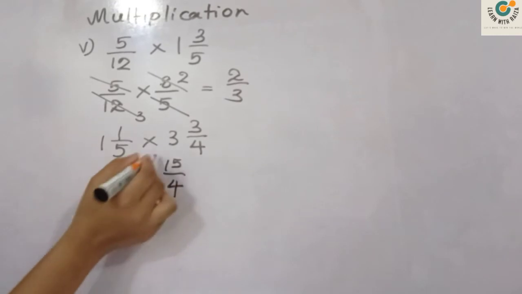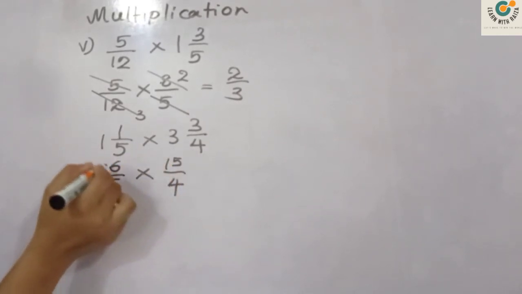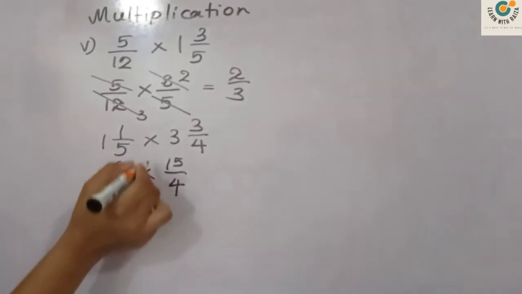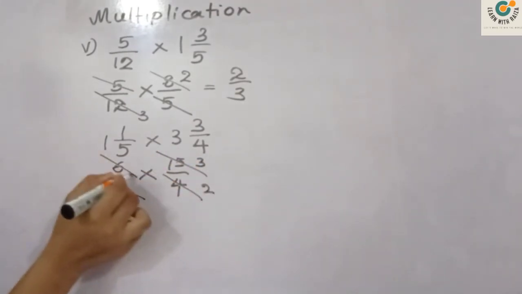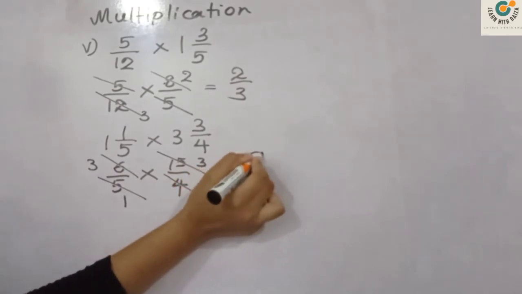Check whether I can cancel this way. No. Then crosswise, yes. 5 divided by 5, 1. 15 divided by 5, 3. 4 divided by 2, 2. 6 divided by 2, 3. So the answer will be 9 over 2.